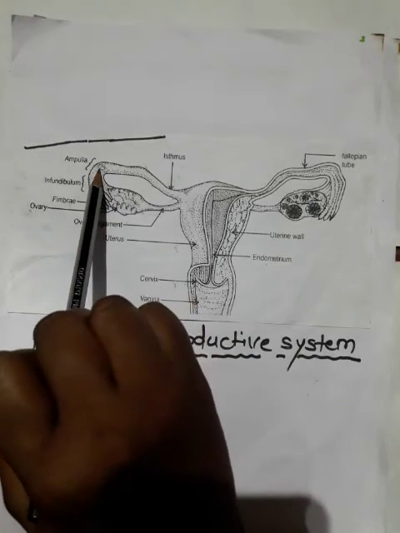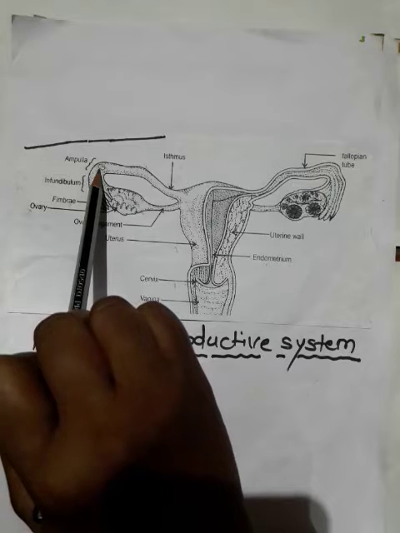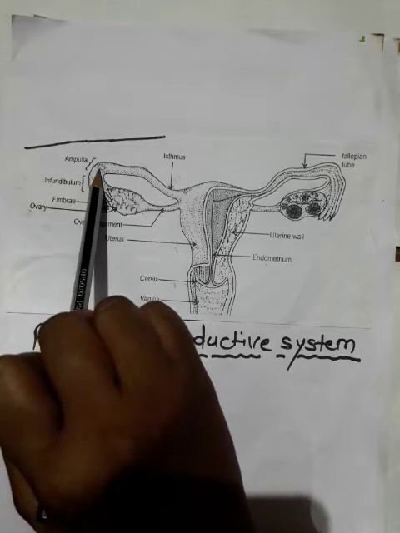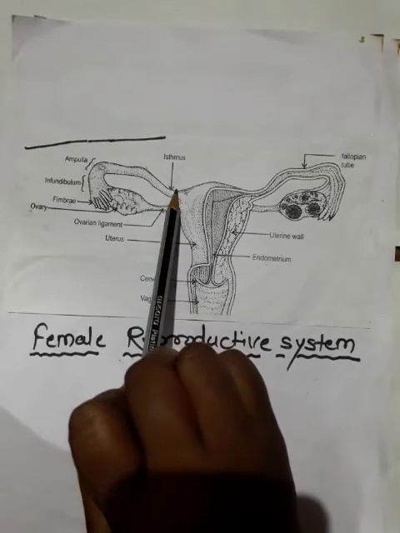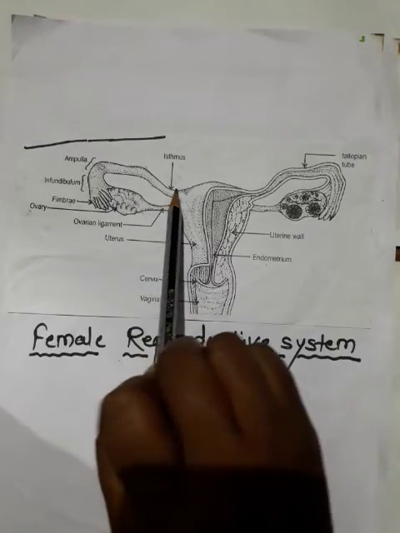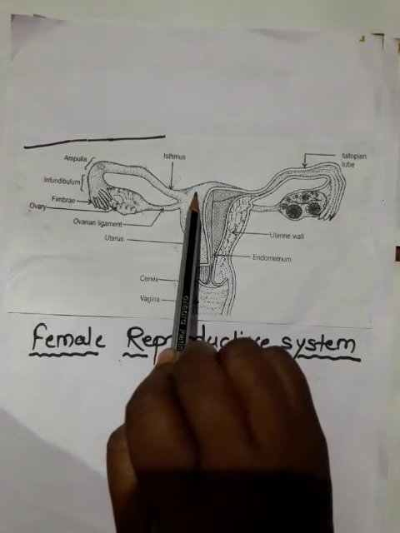Second portion, ampulla. It is the middle and longest part of the oviduct, which is the site of fertilization and cleavage. Third one, isthmus. It is a narrow part of the oviduct which opens into the upper part of the uterus.